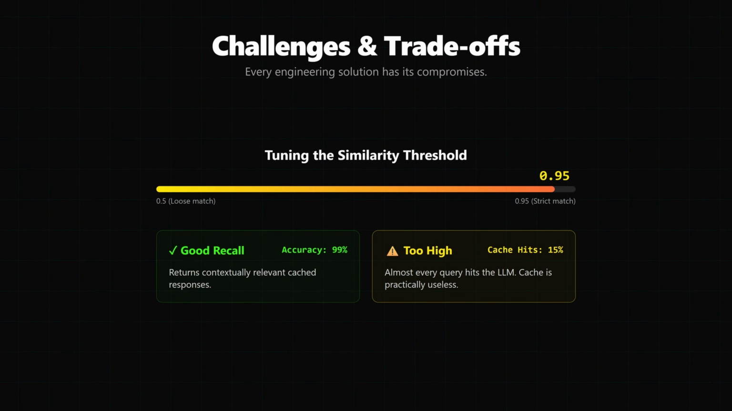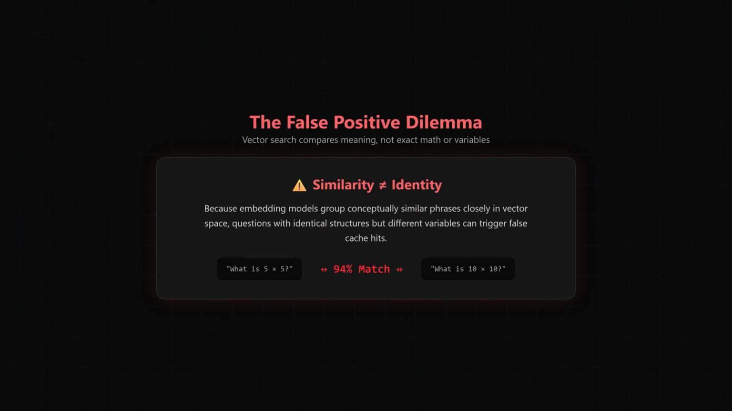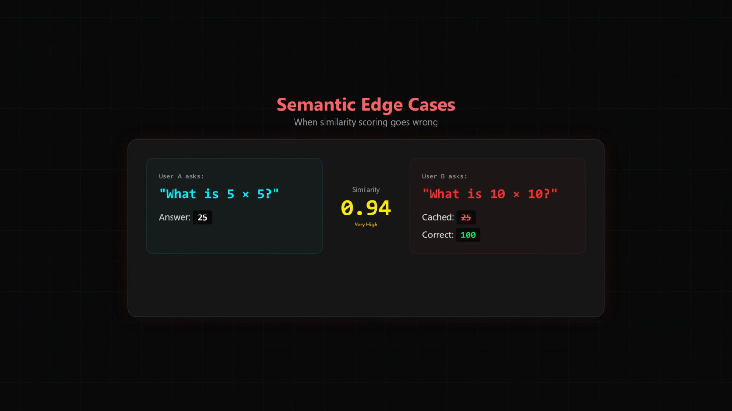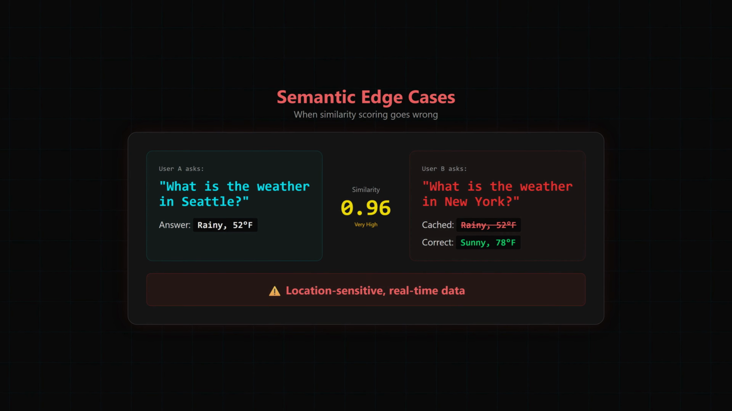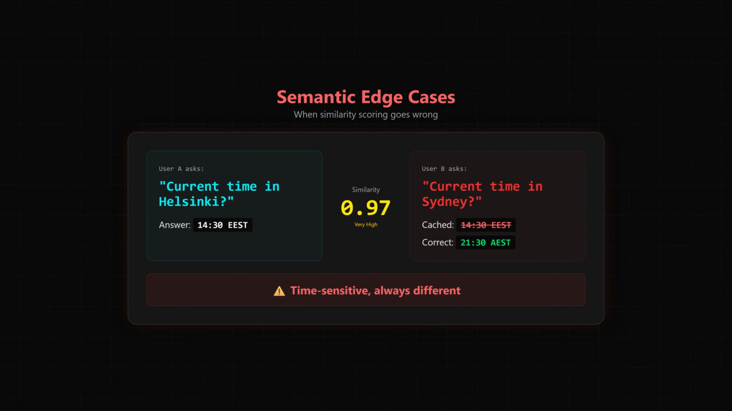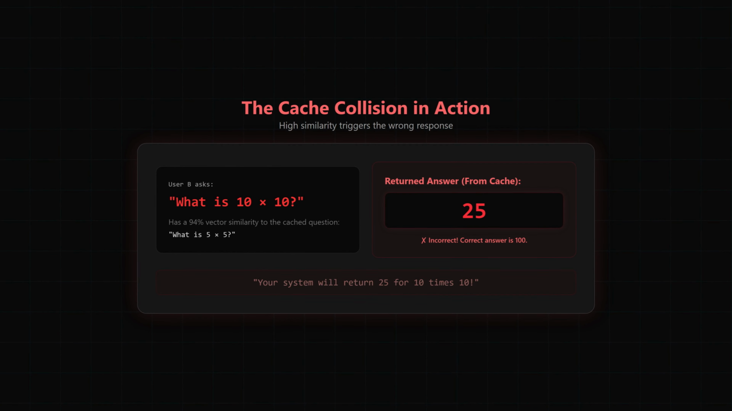But that's not all. Let's say that we have the perfect threshold in place, and yet the system is not doing what it's supposed to. There's a fatal flaw in vector search by nature that can lead to incorrect cache hits or responses. Let's consider the following examples, where your system receives two similar questions, like what is 5 times 5, what is 10 times 10, what is the weather in Seattle, what is the weather in New York, or what is the current time in Helsinki versus Sydney. If you cache the response for the first prompt, your system will likely return the same response for the second question, because their embeddings will be really close to each other. For example, your system will return 25 for the response of 10 times 10, which is way off.